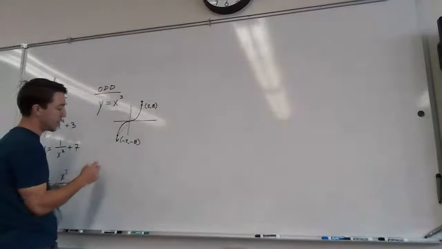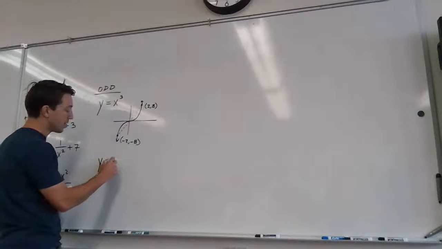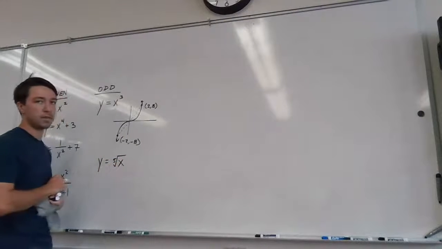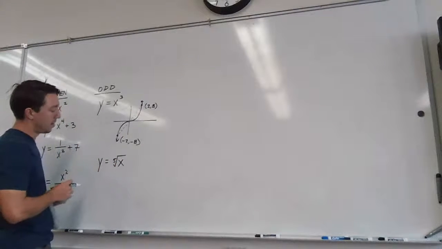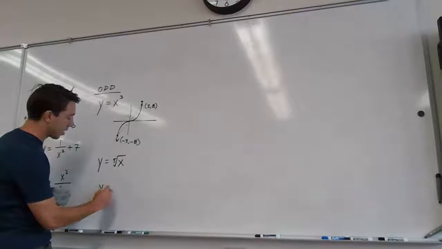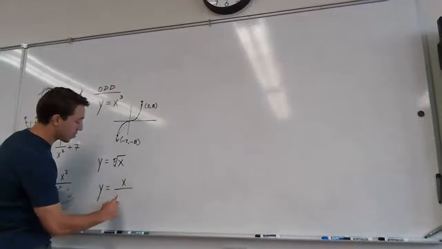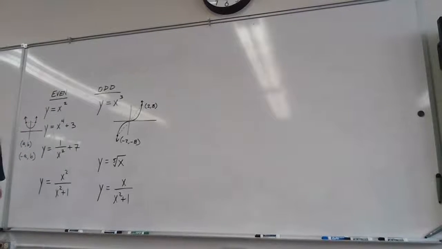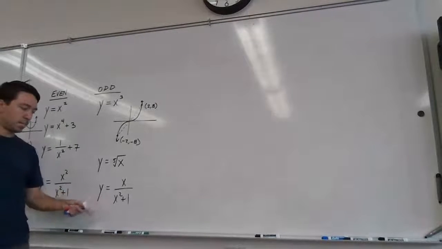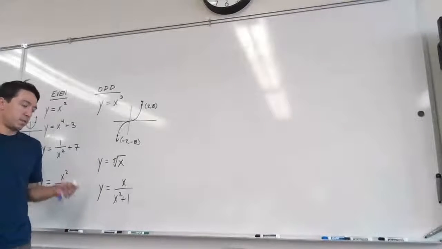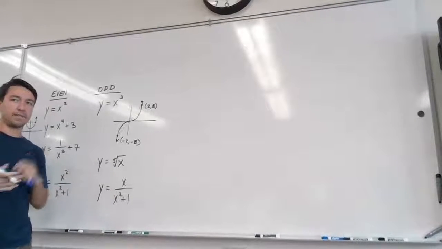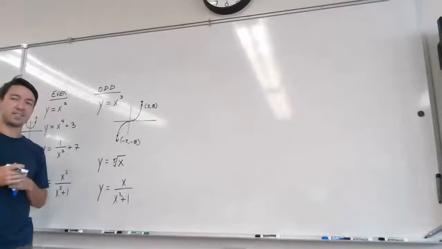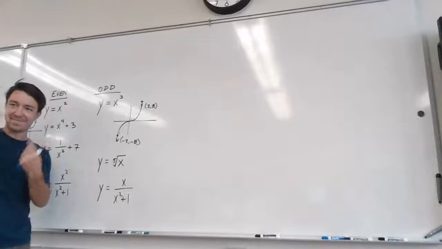Some other examples might be things like the fifth root function. Sure, that's odd. How about something like x over x squared plus 1? That's odd. Again, how do I know that's odd? Plug in 3, you'd get 3/10. Plug in negative 3, what would you get? Negative 3/10. Symmetry.